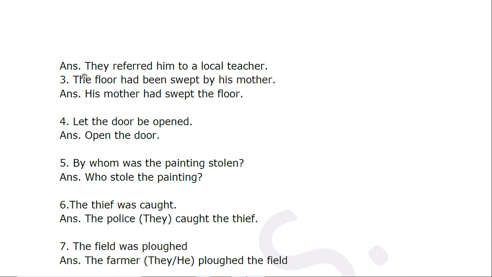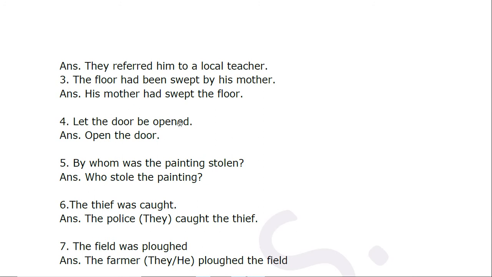Next one, the floor has been swept by his mother. So here you can say, what is the action? Has been swept. By whom? His mother. So his mother comes first. His mother has been will go. Had swept. But this, instead of has been, will be had swept the floor.